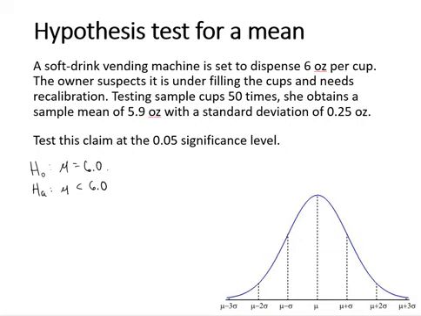Now we're going to compute a test statistic, and that's going to be x bar minus mu over sigma divided by the square root of the sample size. So x bar is our sample mean, 5.9. Mu is the value from the null hypothesis, the 6.0.